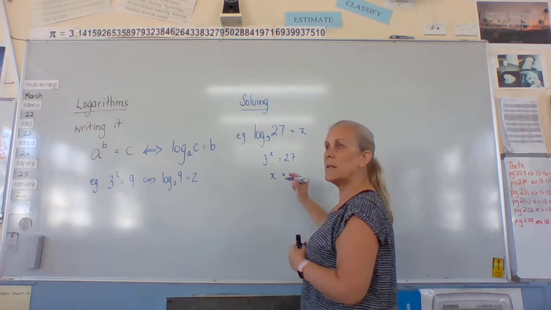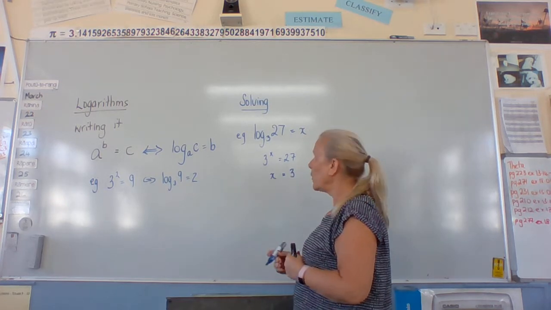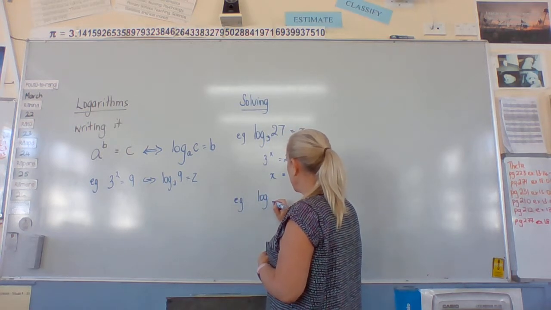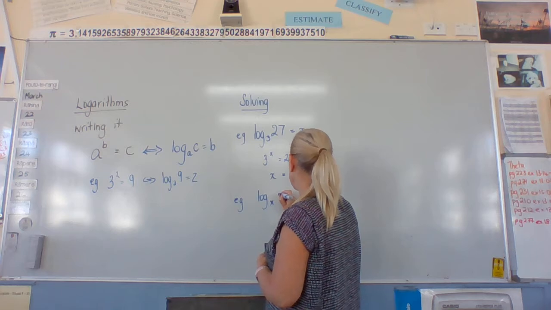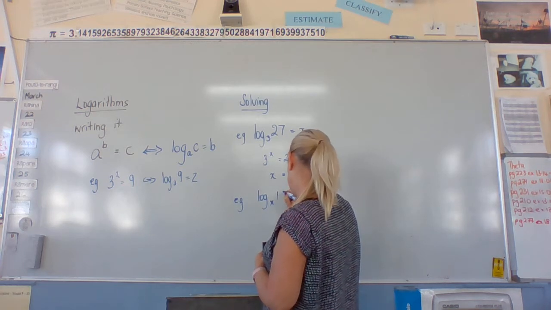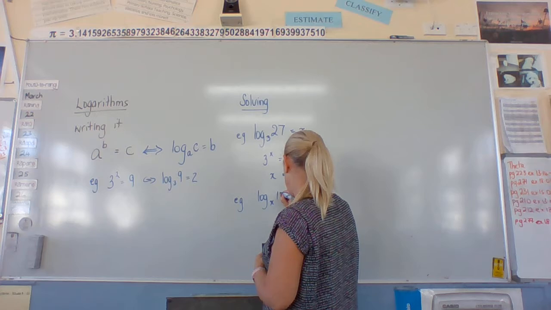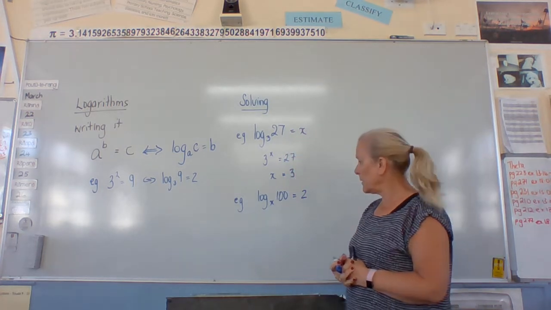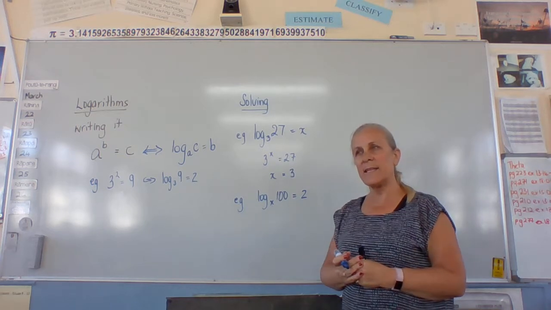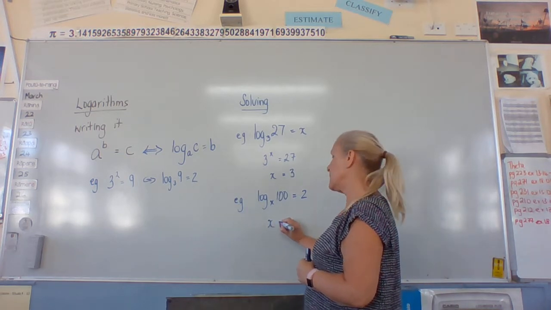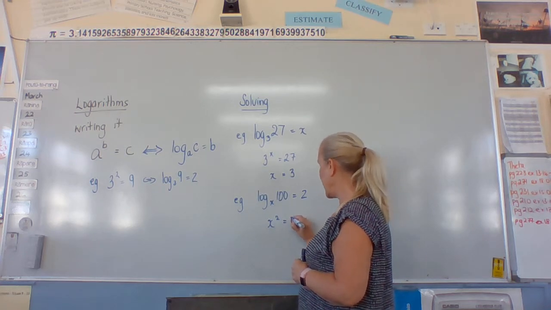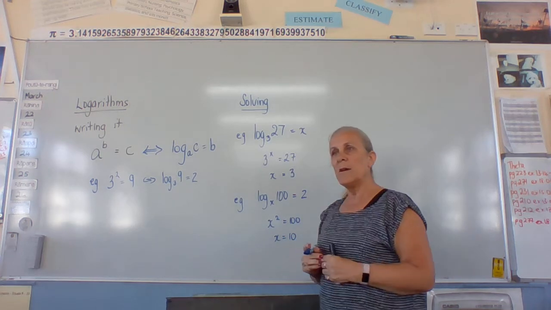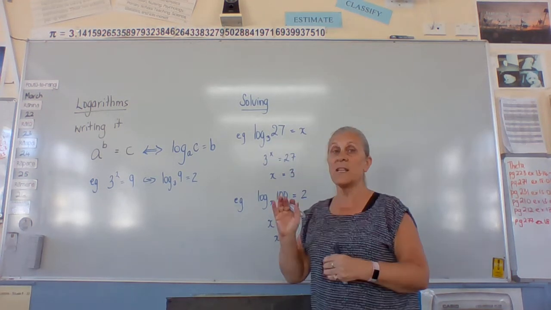It is 3. Or we could have it as log base x of 100 equals 2. So we're trying to find out what that x there is. We just go x to the power of 2 equals 100. So what is x? It's 10. So it's just rewriting it to solve it, and that's all we're doing today.